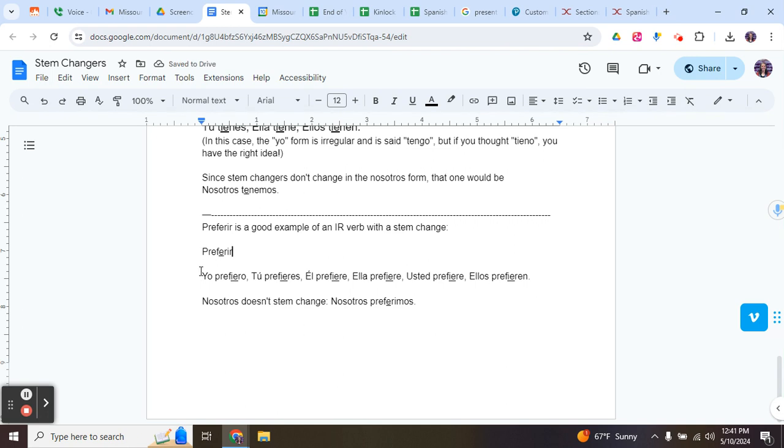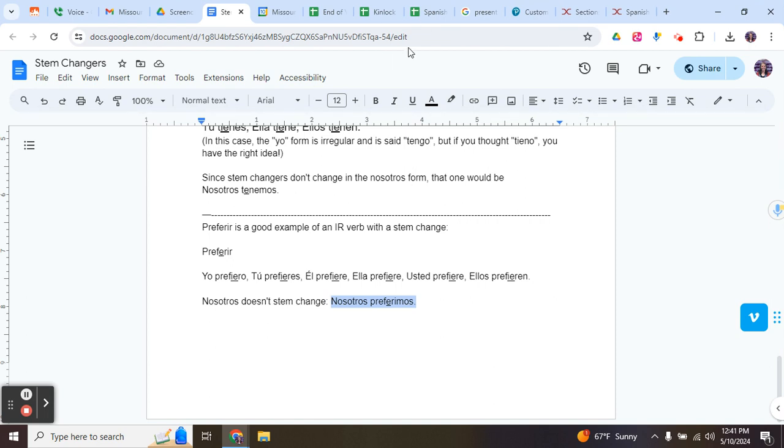So I prefer, yo prefiero, tú prefieres, él prefiere, he prefers, ella prefiere, usted prefiere, ellos prefieren. But nosotros goes back to the original because the rule is that stem changers never change in the nosotros form. So this would be nosotros preferimos.